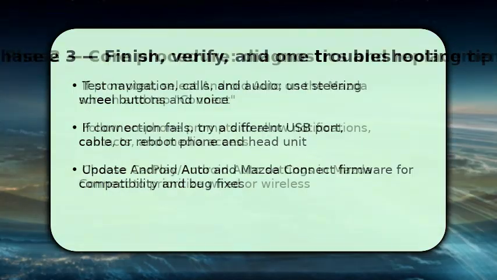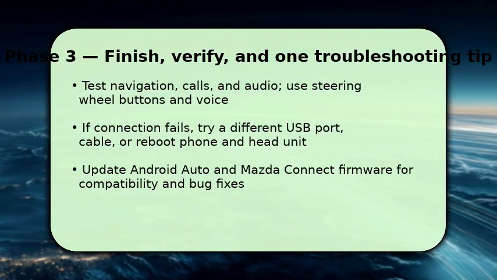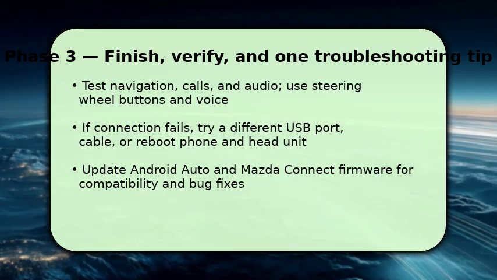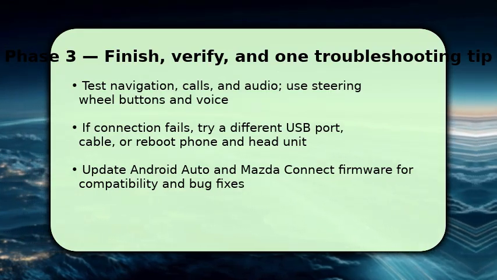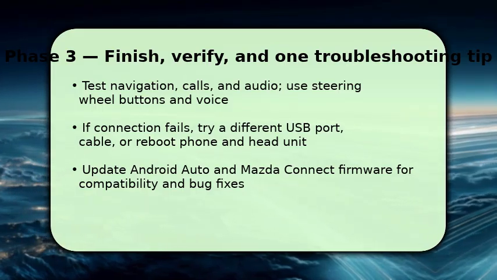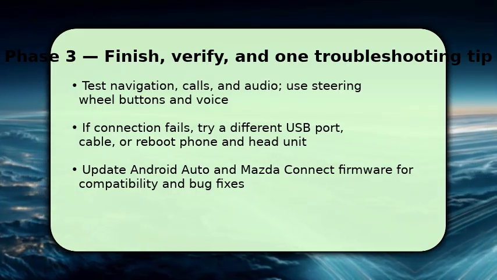Start navigation, make a call, and play audio to confirm controls and voice commands work properly. If something breaks, unplug and try a different cable or USB port. Soft reboot your phone and the Mazda infotainment system because many issues clear with a restart.